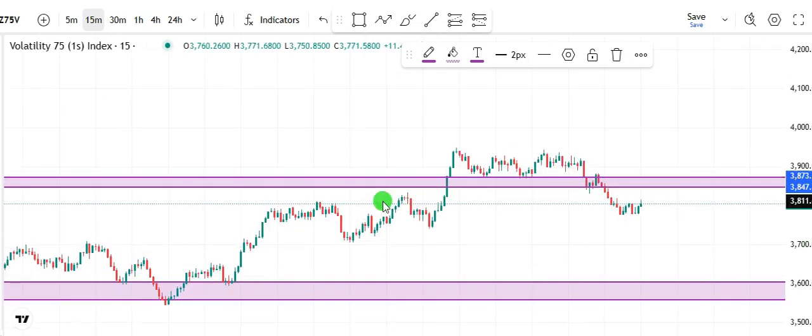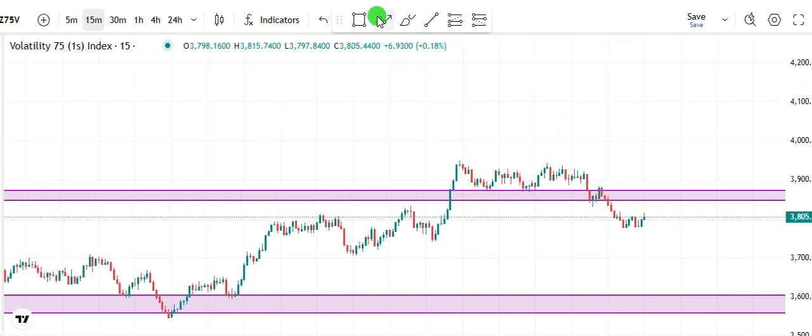Okay, good. So when it moved above this, we expected it to continue on the bullish side, but that did not happen. You can see it came back and took out our stop loss. So that's that. Today we are still expecting similar stuff. I'm still very much bullish, still expecting the market to go bullish.